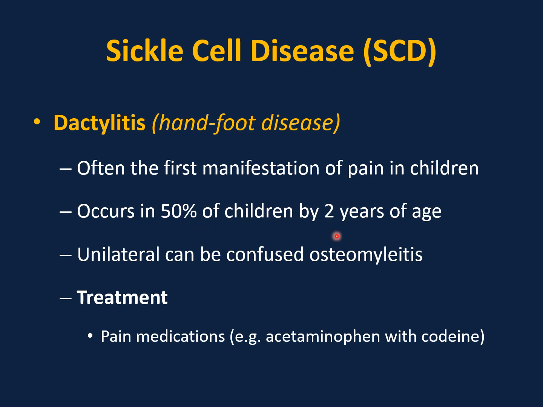Occurs in 50% of children by 2 years of age with sickle cell disease. Unilateral can be confused with osteomyelitis. The treatment is pain medication, acetaminophen with codeine, for example.